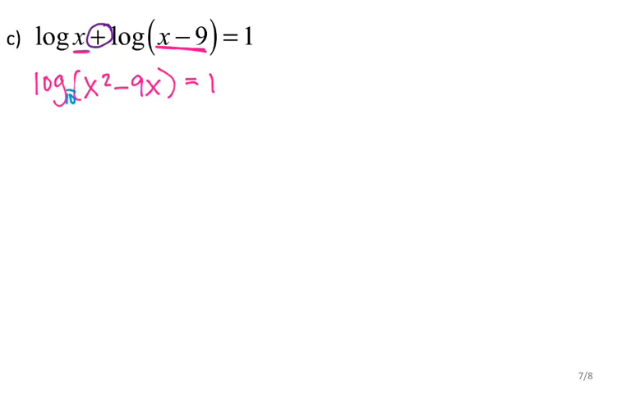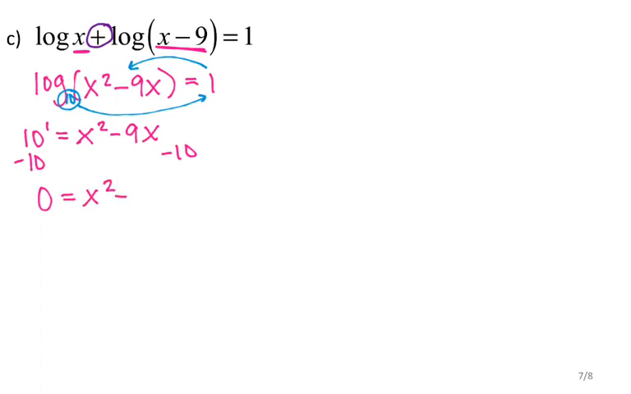So, mathematical rule. There's my base, I'm going to swing across, there's my exponent, swing back across, and that is what my equation equals. So I have 10 to the first equals x squared minus 9x. So I have an x squared, which means it's a quadratic equation. Quadratic equations you can either solve by factoring or the quadratic formula. In either case, you need to get it equal to 0, so I'm going to subtract 10 from both sides, since 10 to the first is just 10. So I have 0 equals x squared minus 9x minus 10.